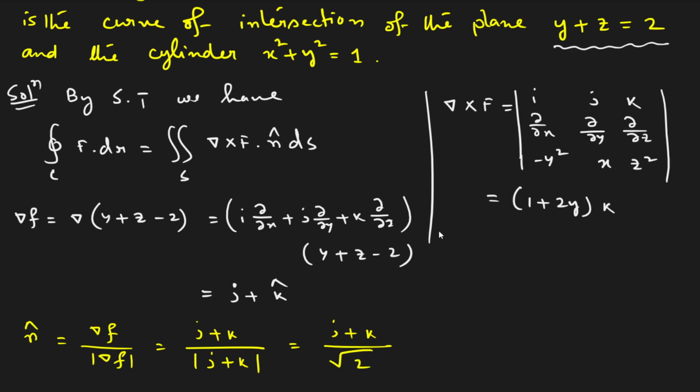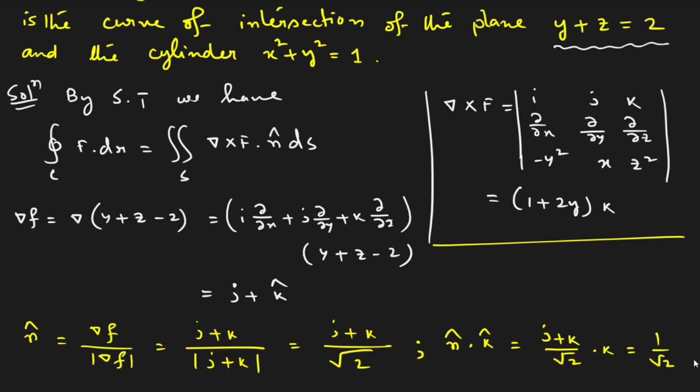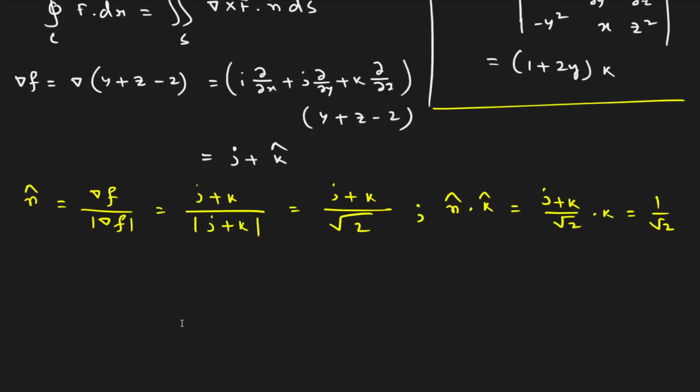Then what do we have to find? We have to find n cap dot k cap, right? n cap dot k cap is how much? Our n cap is j plus k by root 2, dot k cap. So only k cap with k cap we'll get, so we'll get 1 by root 2. So this is the value of n cap dot k cap.